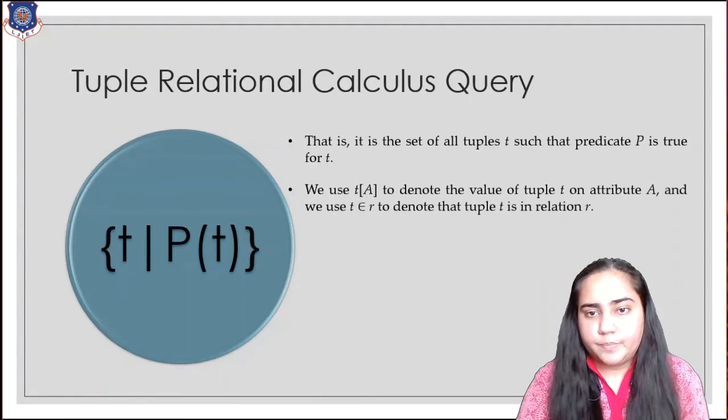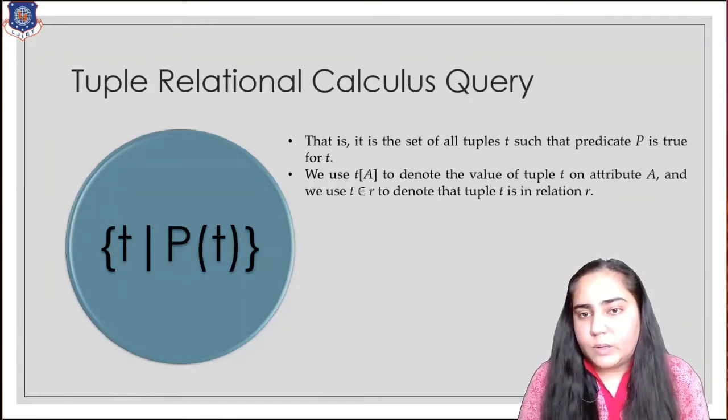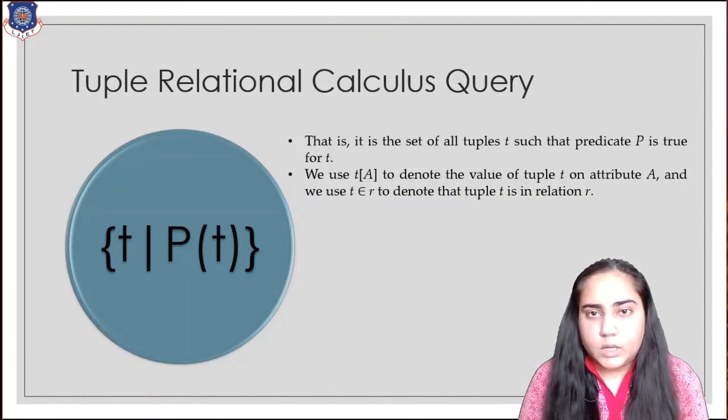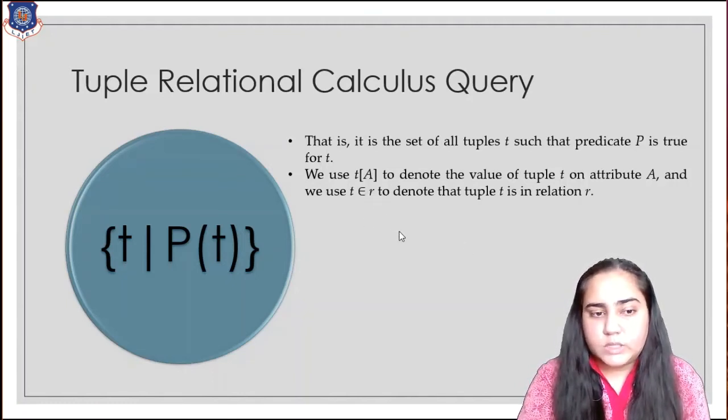And we use T with box brackets A, T[A], to denote the value of tuple T on attribute A. So A is an attribute, and we show it in box brackets. And we also use T belongs to R to denote that the tuple T is in relation R. So if you write T belongs to R, R would be the relation in which the tuple T is present.